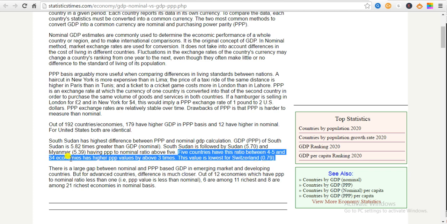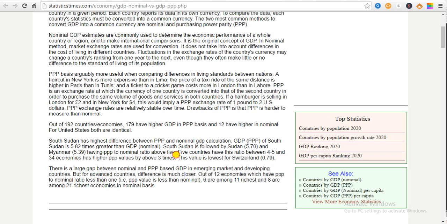5 countries have this 3-time multiple in their ratio. This value is lowest for Switzerland at 0.79. So Switzerland is one of those countries that when you begin to discover global macro, it's a very fascinating place. And we're going to get into some interesting things about Switzerland in a little bit. So there's a large gap between nominal and PPP based GDP in emerging markets and developing countries. This is due to the different standards of living. However, when we look at Switzerland, we see that the numbers are almost identical. For advanced countries, differences are much closer. Okay, advanced countries have a closer PPP.